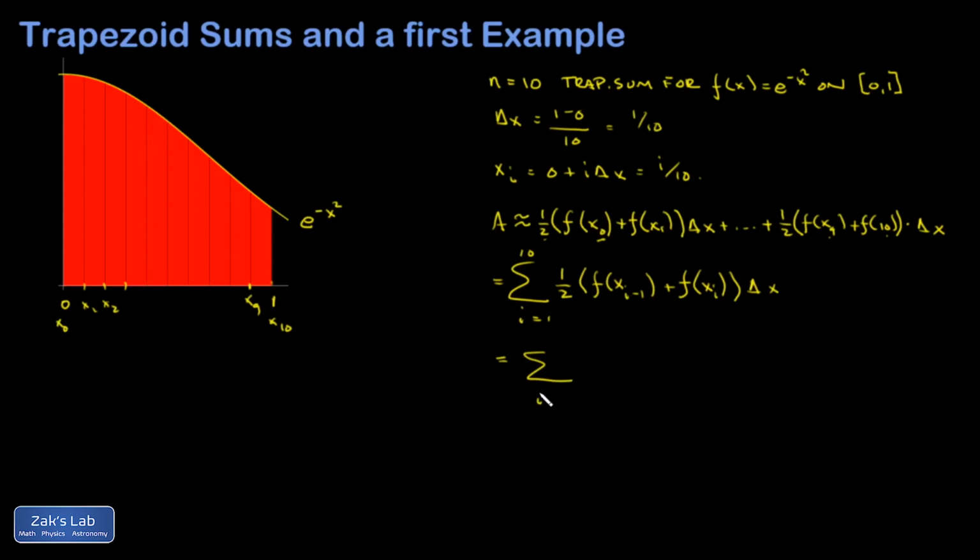So when I apply it to my actual function, e to the negative x squared, I'm going to get a 1/2. And then I have f of x sub i minus 1. Well, that would be i minus 1 over 10. So I have e to the negative quantity i minus 1 over 10 squared plus e to the negative, so this is going to be f of x sub i. x sub i is i over 10, so I have i over 10 squared. And then delta x is 1/10. Now I'm going to head to my computer algebra system and plug all of this stuff in to get my approximation.